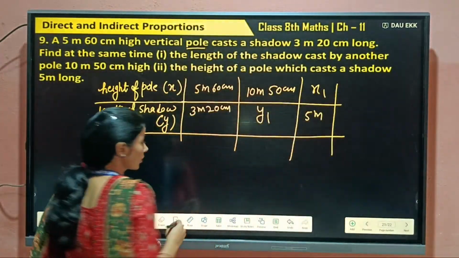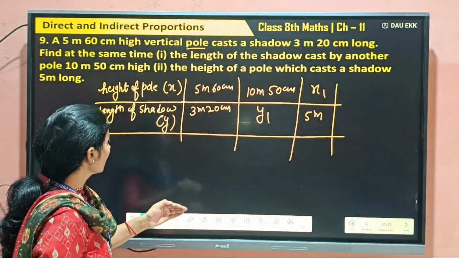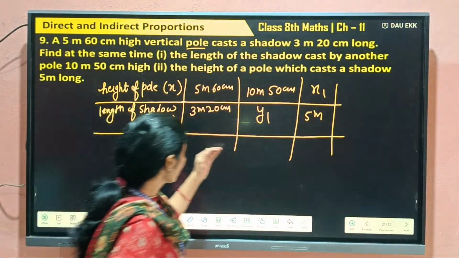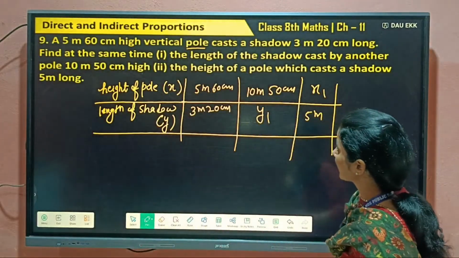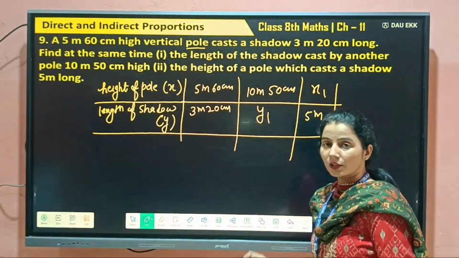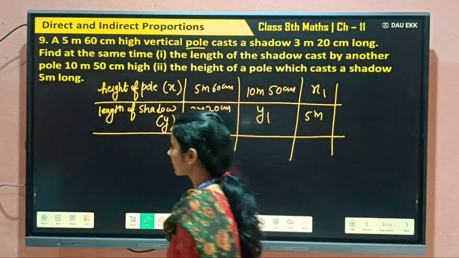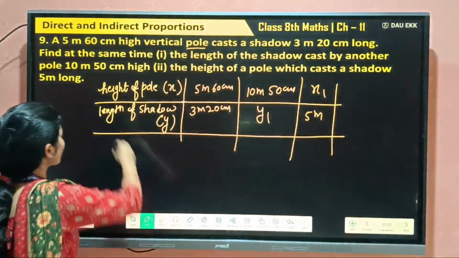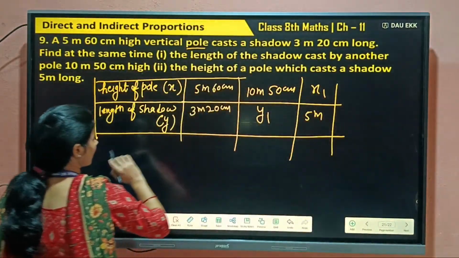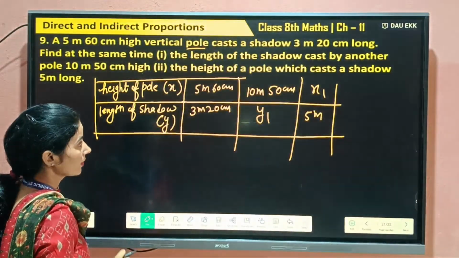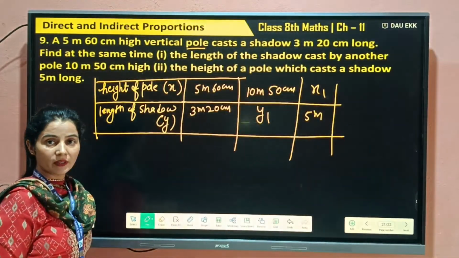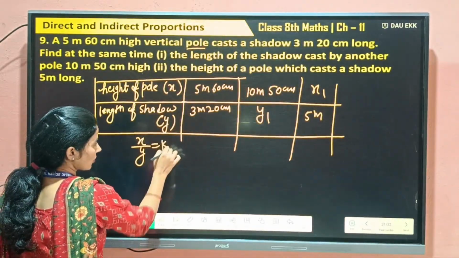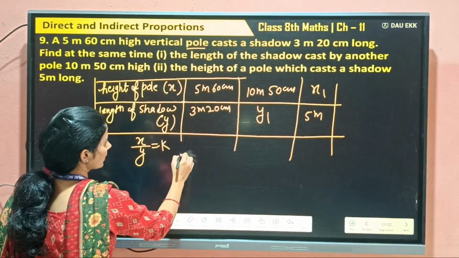So if the height of the pole is large, then it will cast a shadow of more length, and if the height of the pole is smaller, then it will cast a shadow of smaller length. So this is a case of direct proportion. In direct proportion, we will write x1 by x2 is equal to y1 by y2, that is, the x by y ratio is constant. This I am going to write.